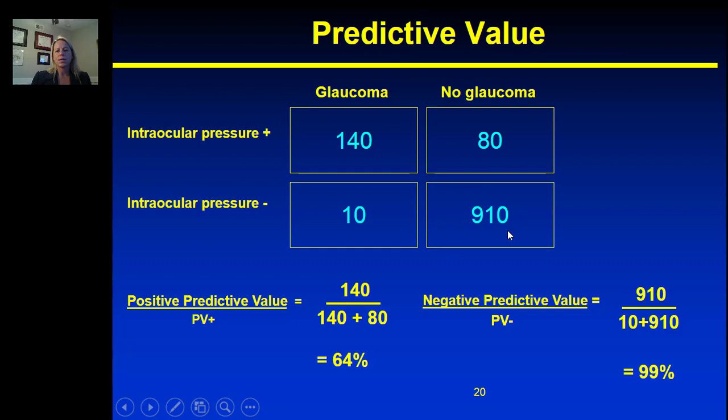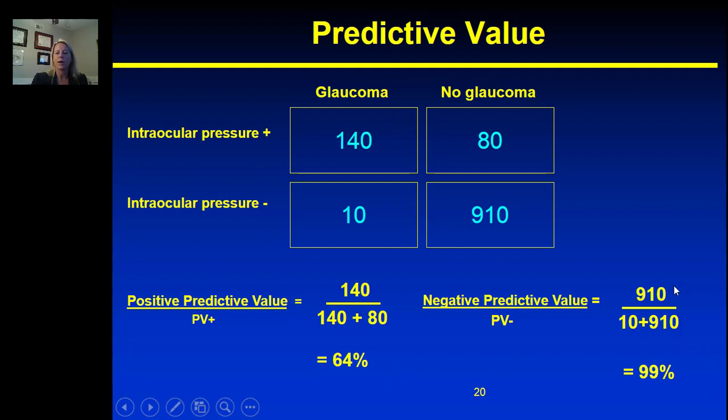So nonetheless, in this example, we have 140 individuals who test positive for glaucoma and also have glaucoma, over 220 individuals who tested positive. So that provides us with a positive predictive value of 140 over 220, which is a value of 64%. The way that can be interpreted is, among those persons who test positive, the proportion who truly have glaucoma is 64%.